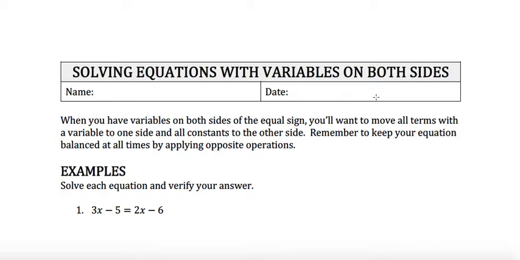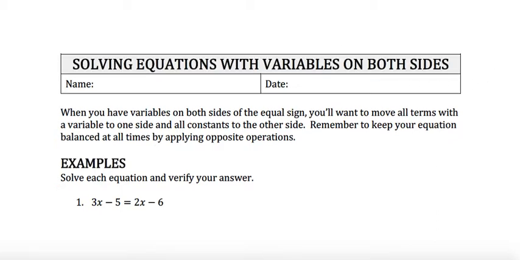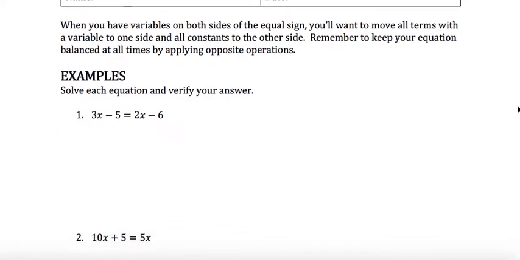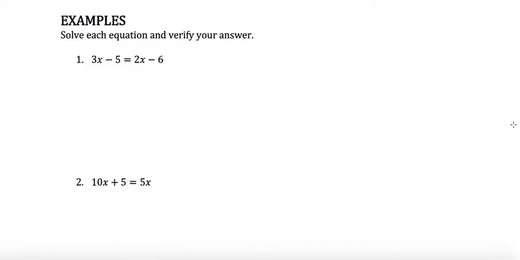Let's go through some examples. We're going to solve each question and we're going to verify each answer. Example number 1, 3x minus 5 equals 2x minus 6.